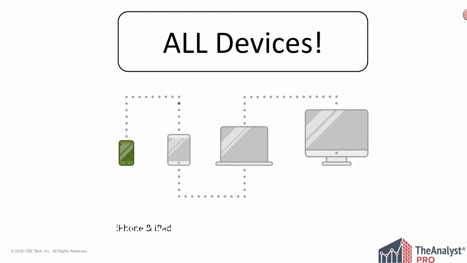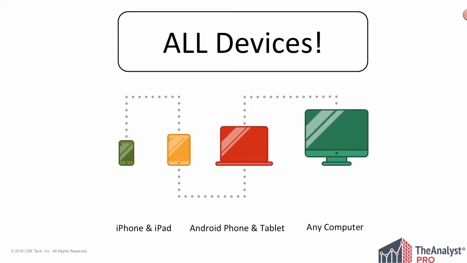As I mentioned, the Analyst works on all of your devices, iPhone, iPad devices. It's going to work on Android phone and tablet devices, as well as any computer connected to the internet. You can do a 7-day free trial of the Analyst Pro. You can go to TheAnalystPRO.com and start that free trial. And again, it will work completely in Australia and globally. We have many people around the United States, around Canada, as well as South Korea, China, and many countries around the globe using the Analyst Pro.